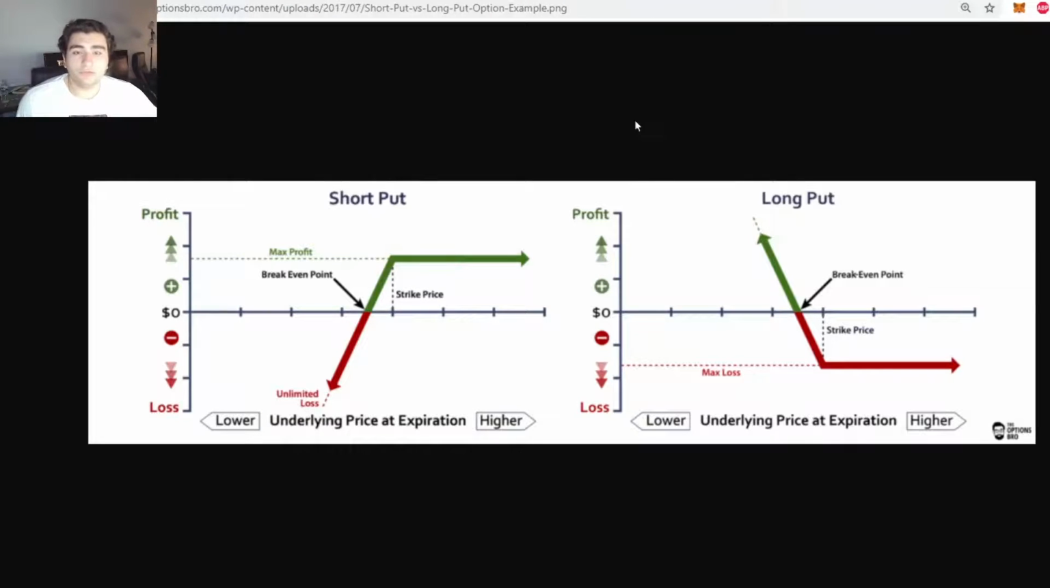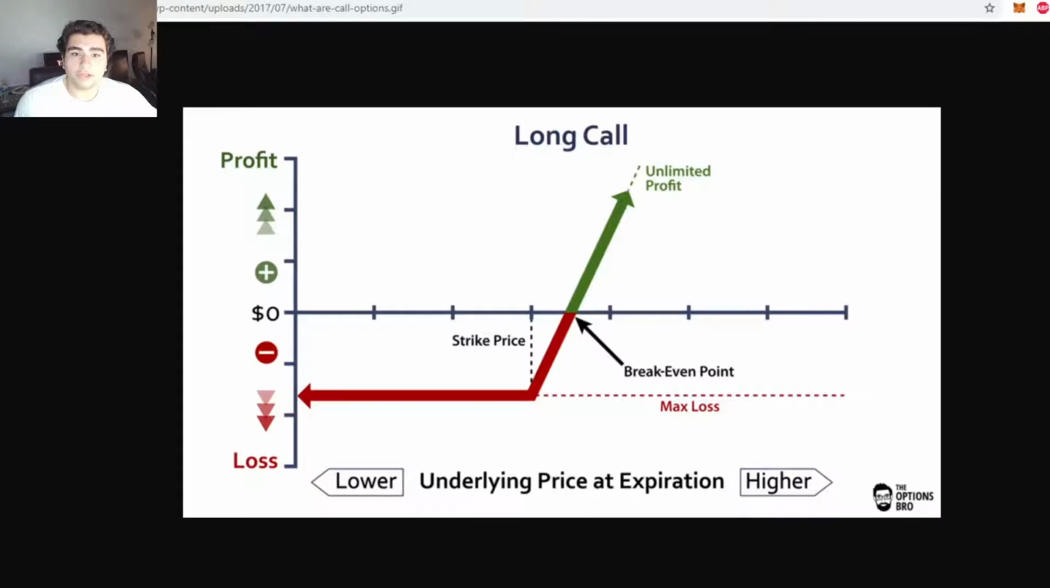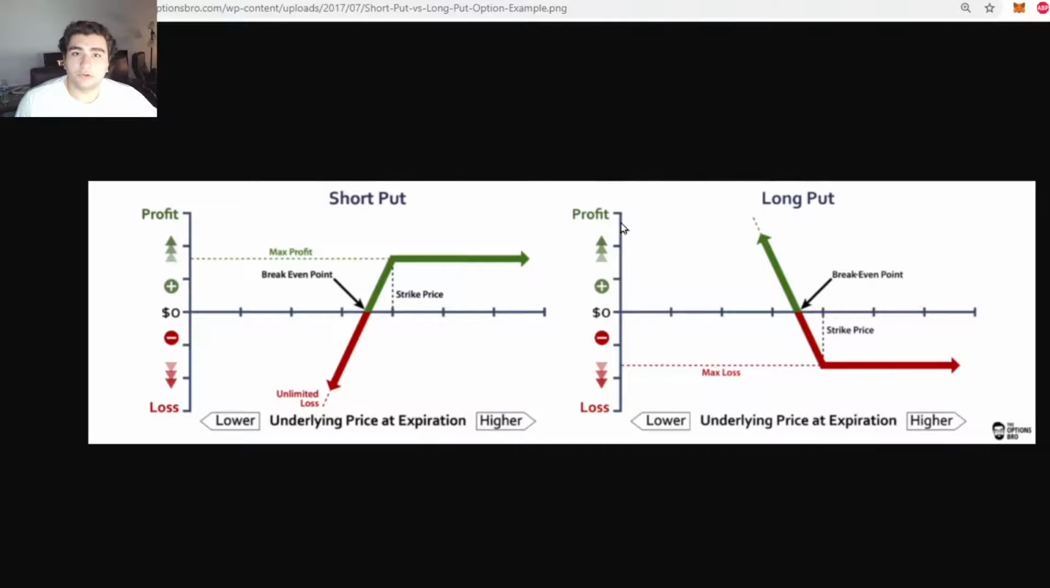Simply put, when you look at the risk profiles of the various option strategies, of which there are 4 main ones, which is long put, short put, long call, short call, you can gain an idea of where you are making profits and where you are losing.